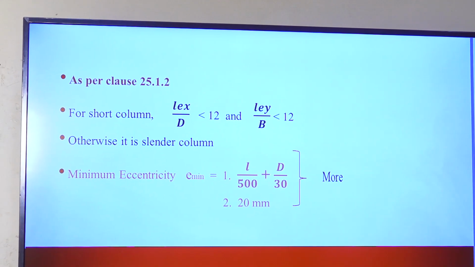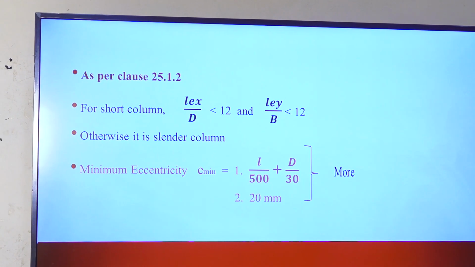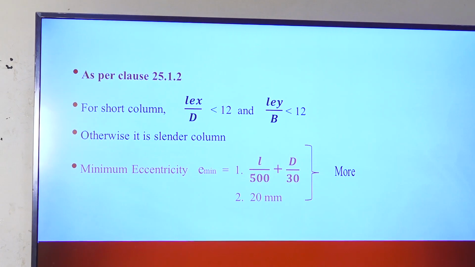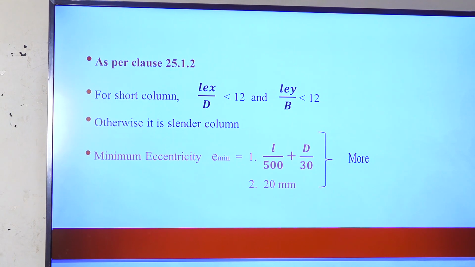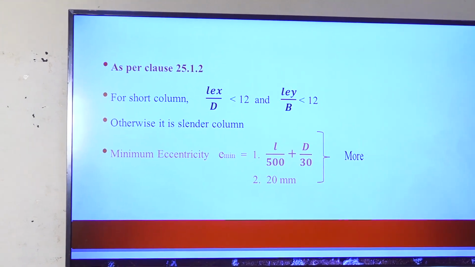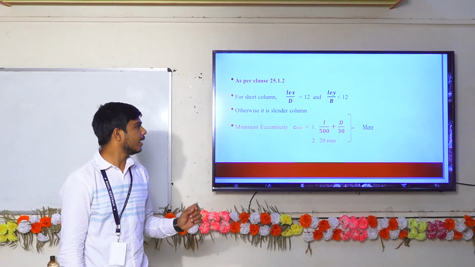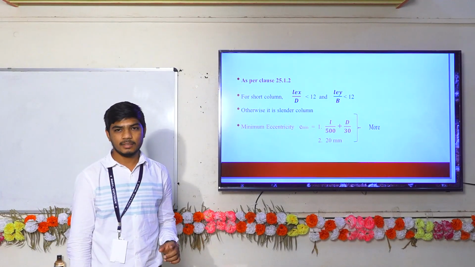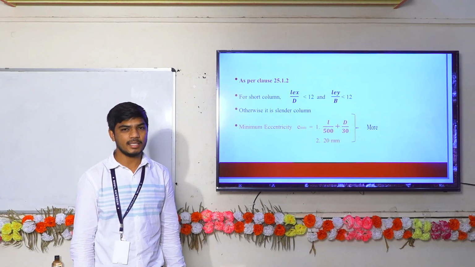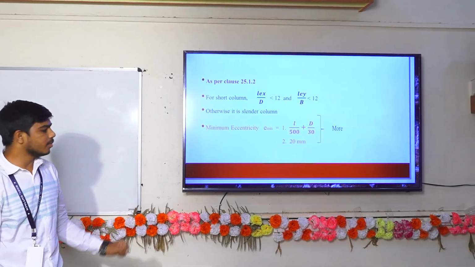Now columns are of two types. One is either short column or slender column. When will we call a column a short column and when a slender column? When effective length by dimension is less than 12 in both the axes, that is L effective in x axis and L effective in y axis. When both L effective by D is less than 12 and also LEY by B is less than 12, then we will call it a short column, otherwise we will call it a long column.